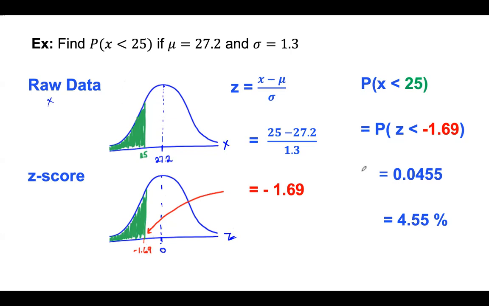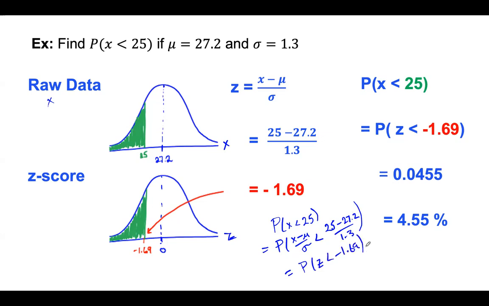But it asks for the probability. So the probability that X is less than 25, which I'm writing another way, is the probability of X minus the mean divided by the standard deviation, the same as 25 minus our mean of 27.2 divided by our standard deviation 1.3, which is equal to the probability of Z being less than or equal to negative 1.69. And then we can look this up on the table, negative 1.69.